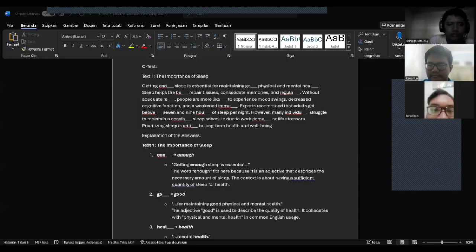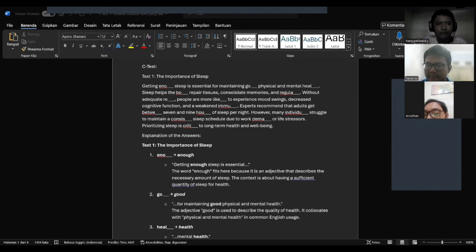C-test. Text one. The importance of sleep. Getting enough sleep is essential for maintaining good physical and mental health. Sleep helps the body repair tissues, consolidate memories, and regulate metabolism. Without adequate rest, people are more likely to experience mood swings, decreased cognitive function, and a weakened immune system.